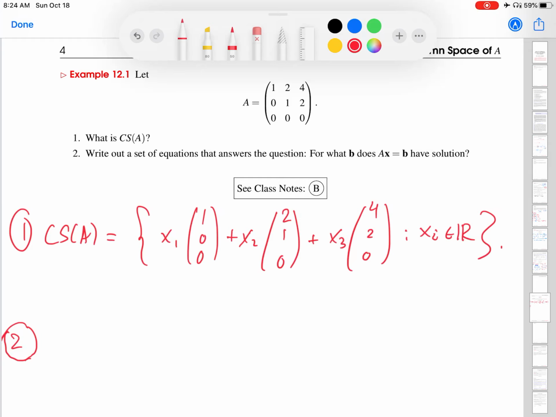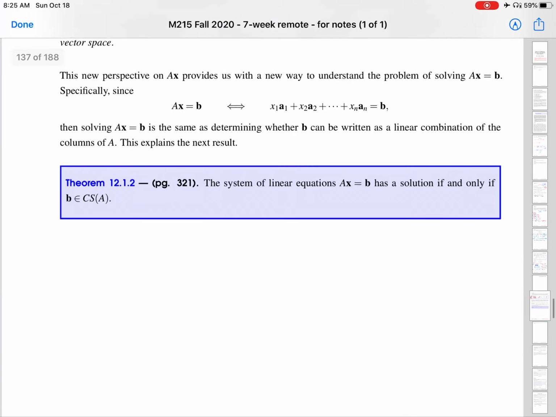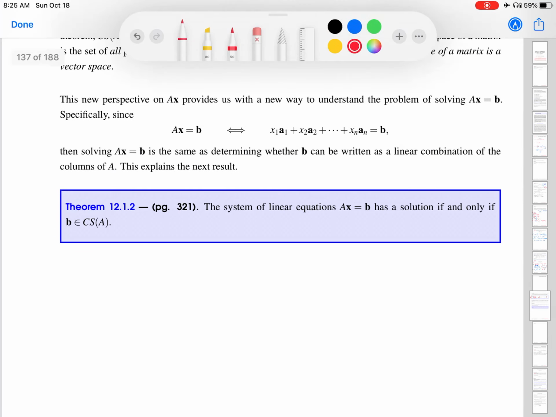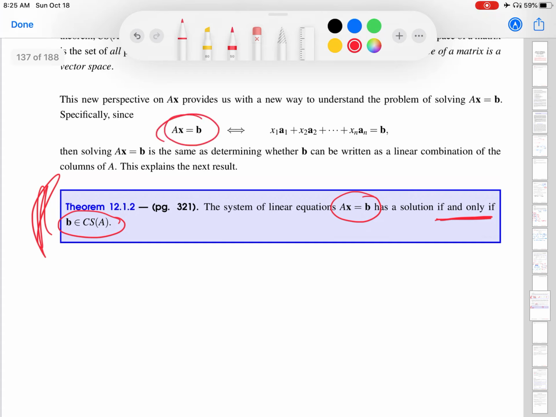Okay, and we understand now that the answer has to do with the column space of A. So let me just scroll up a little bit to remind you where that pops up. And that's this theorem up here, theorem 12.1.2. The system of linear equations Ax equals b has a solution if and only if b is in the column space of A. All right, so that should make a lot of sense because, again, as I say up here, Ax equals b, by the theorem prior to this one, is a linear combination of the columns of A.